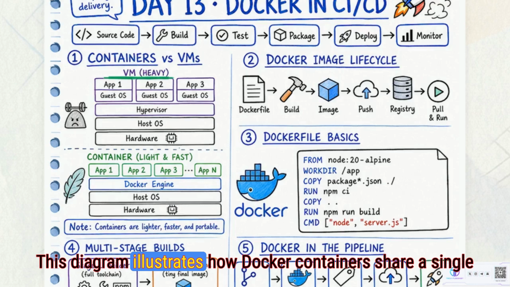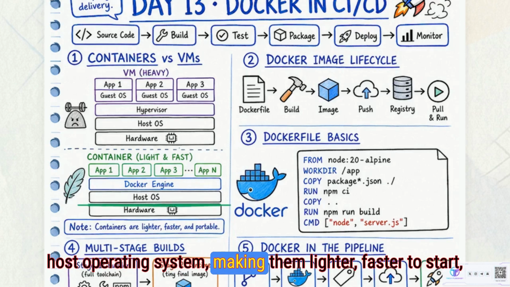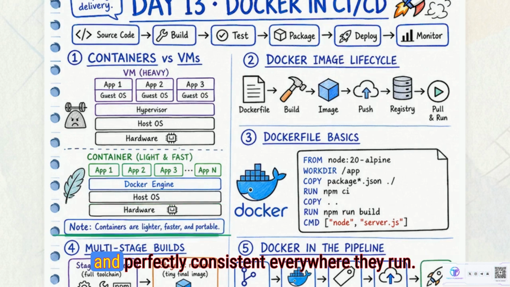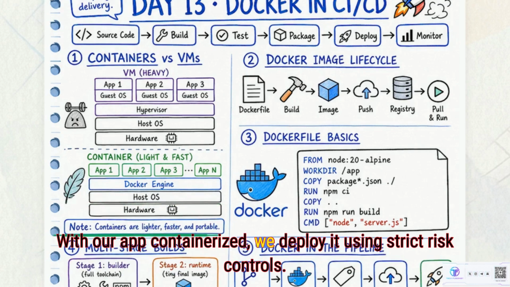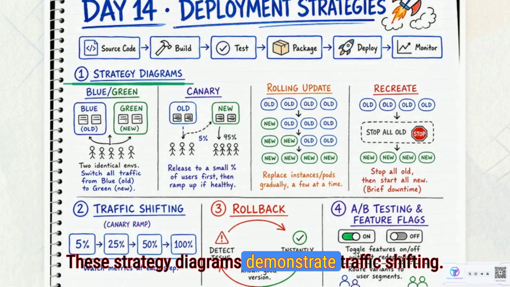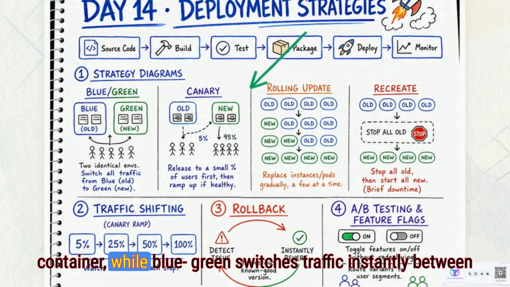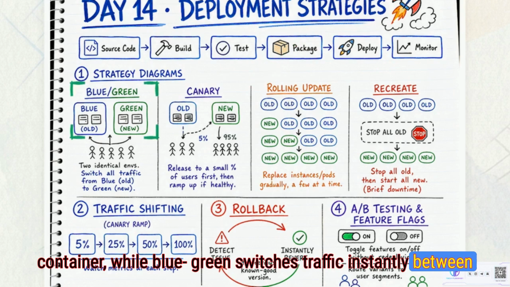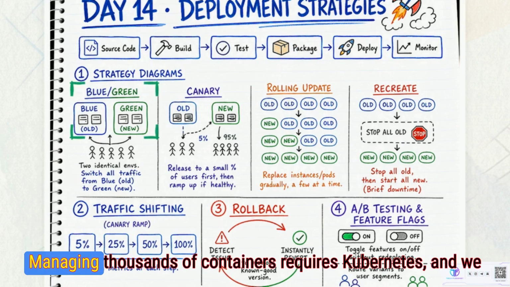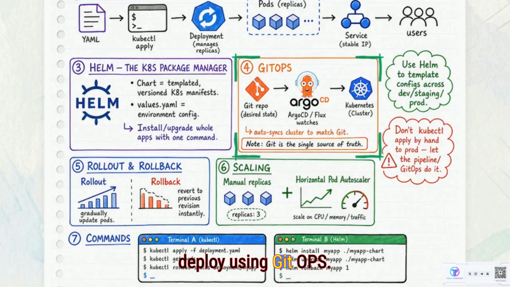This diagram illustrates how Docker containers share a single host operating system, making them lighter, faster to start, and perfectly consistent everywhere they run. With our app containerized, we deploy it using strict risk controls. These strategy diagrams demonstrate traffic shifting. A canary release routes a small percentage of users to the new container, while blue-green switches traffic instantly between identical environments. Managing thousands of containers requires Kubernetes, and we deploy using GitOps.